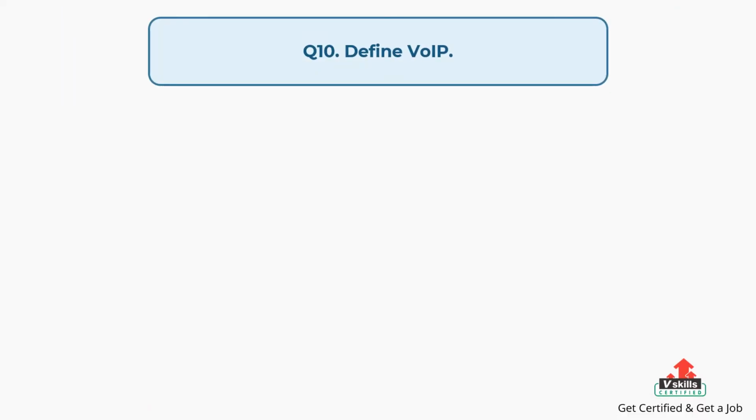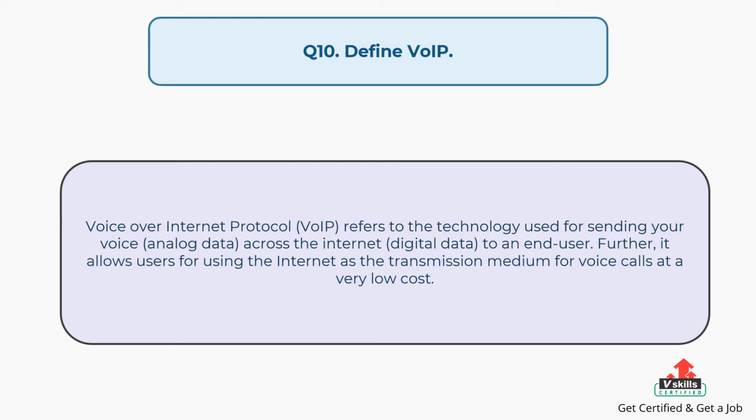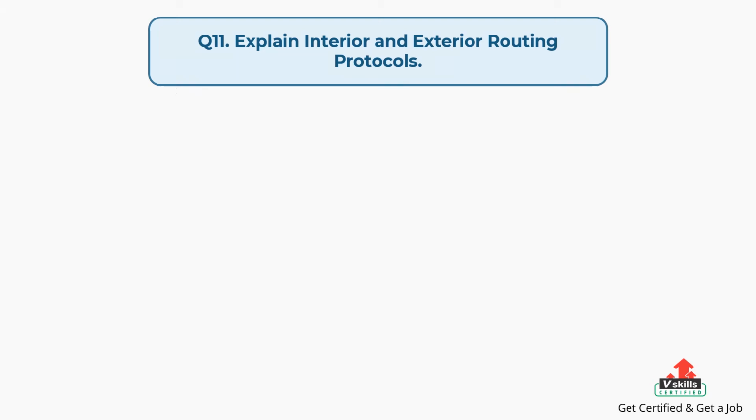Question number 10. Define VoIP. The answer is, Voice over Internet Protocol refers to the technology used for sending your voice, analog data, across the Internet, digital data, to an end user. Further, it allows users for using the Internet as the transmission medium for voice calls at a very low cost. Question number 11. Explain interior and exterior routing protocols.